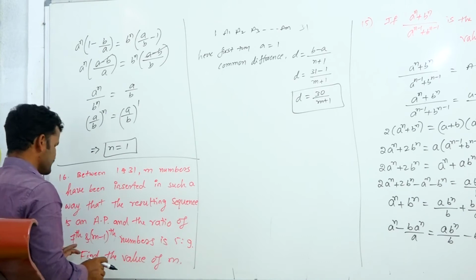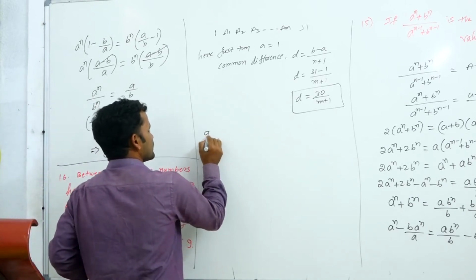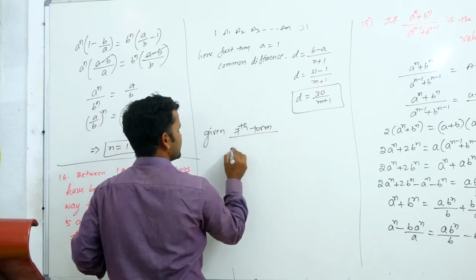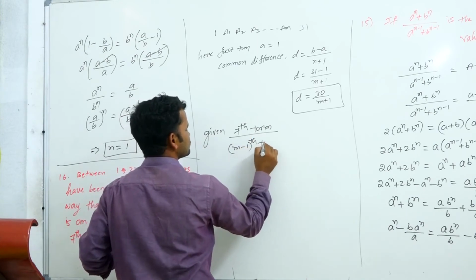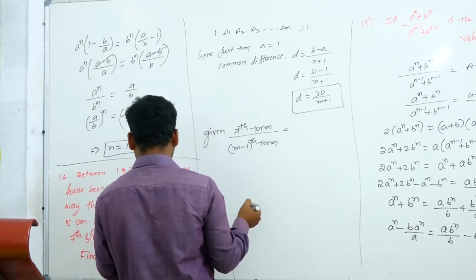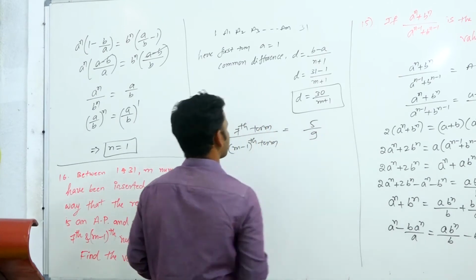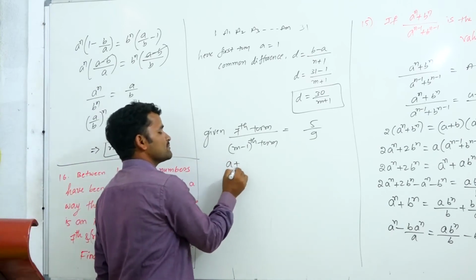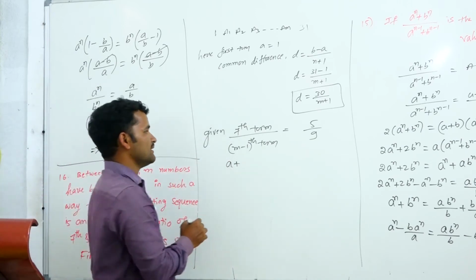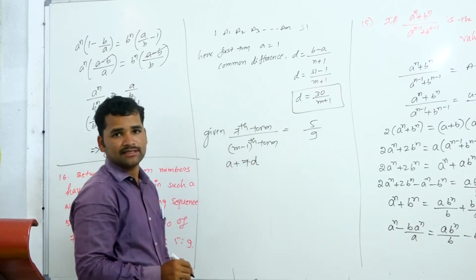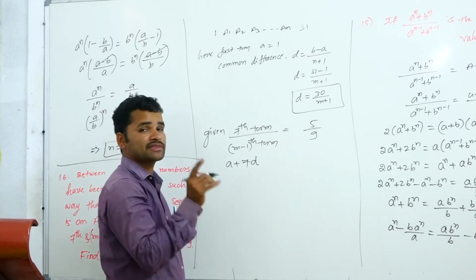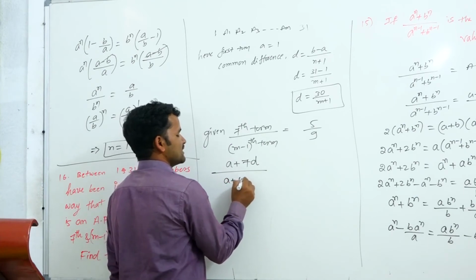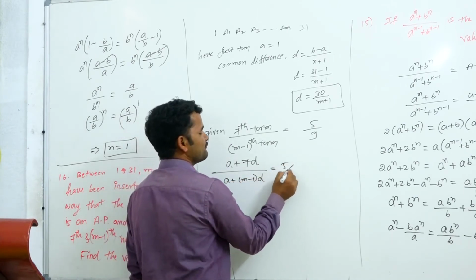What is given? The ratio of the 7th and (m minus 1)th term is given: 7th term by (m minus 1)th term is equal to 5/9. What is the 7th term? In inserted terms you should write. The 7th inserted term is a plus 7d only. Inserted terms, it is not the arithmetic progression's 7th term. And what about the (m minus 1)th inserted term? It is a plus (m minus 1) into d, which is equal to 5/9.